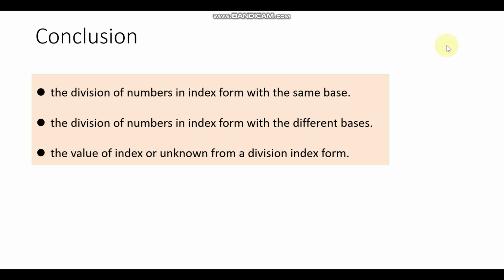Now I would like to conclude the lesson for today. We already learned about the division of numbers in index form with the same base, and I also explained about the division of numbers in index form with different bases. And inside the quiz part, we have the value of index or unknown from a division in index form, which requires you guys to identify the value of x and y. So that's all for today.